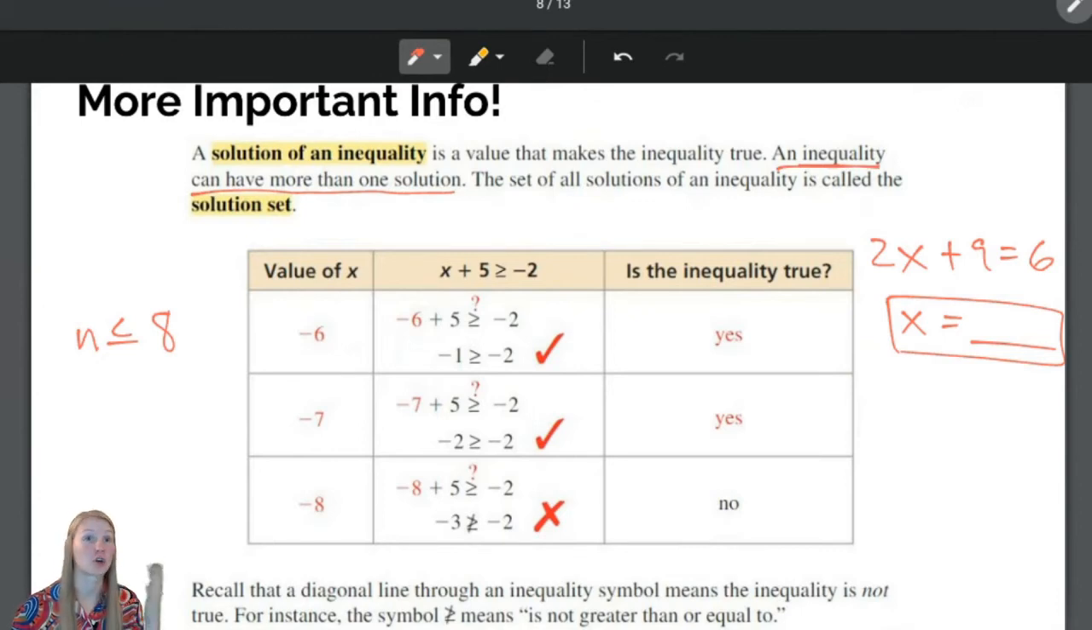I could have had 5. I could have had 1. I could have had 2.5. I could have had any number of pieces of French toast that was less than 8. So your inequalities can have more than one solution.